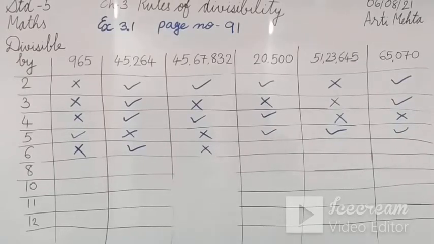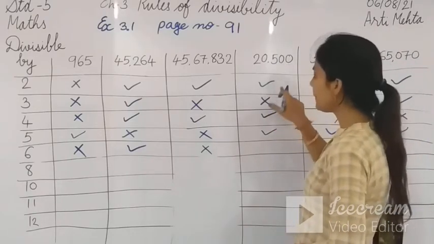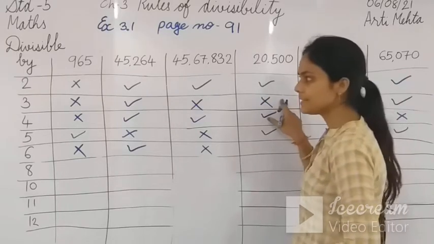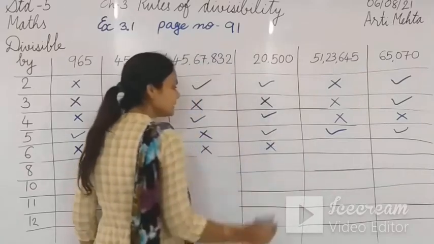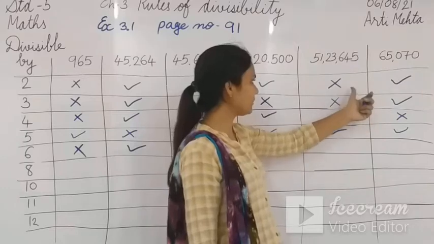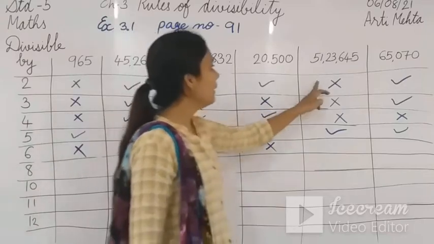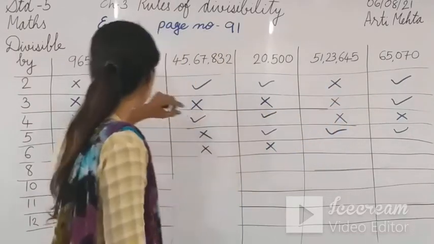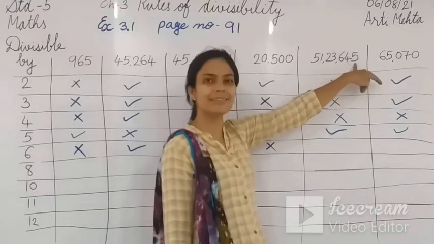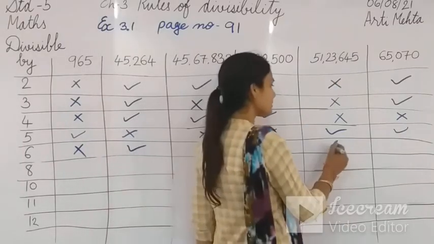Now here, 20,500. See here, there is divisibility by 2 but not by 3. The sum of the digits is 7, and 7 is not divisible by 3, that's why this number is not divisible by 6. OK, here we have to check 2 and 3. It is wrong in both, which means there is no divisibility by 2 or 3, because there is no even digit in the ones place and the sum of the digits is also not divisible by 3, that's why there is no divisibility by 6.